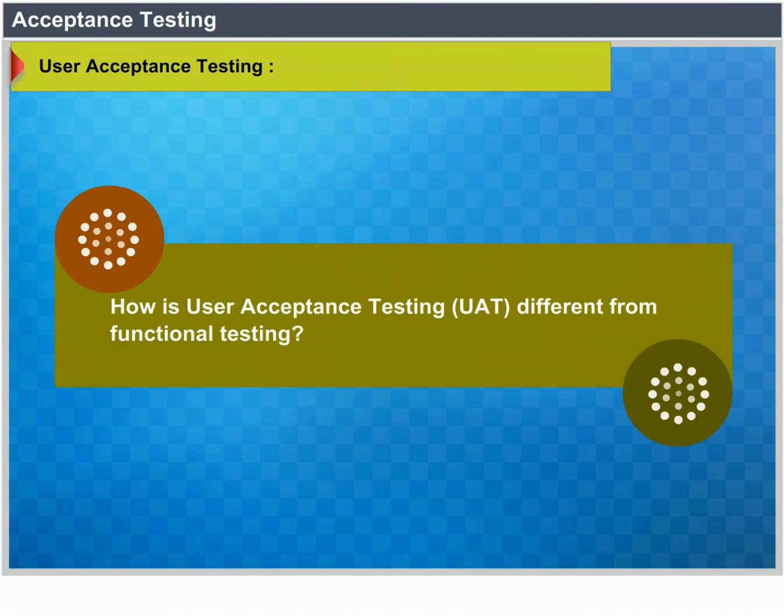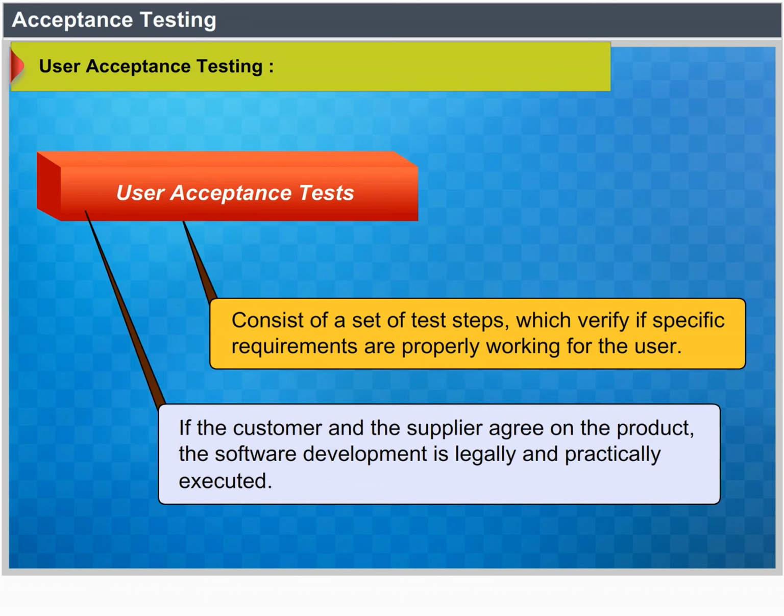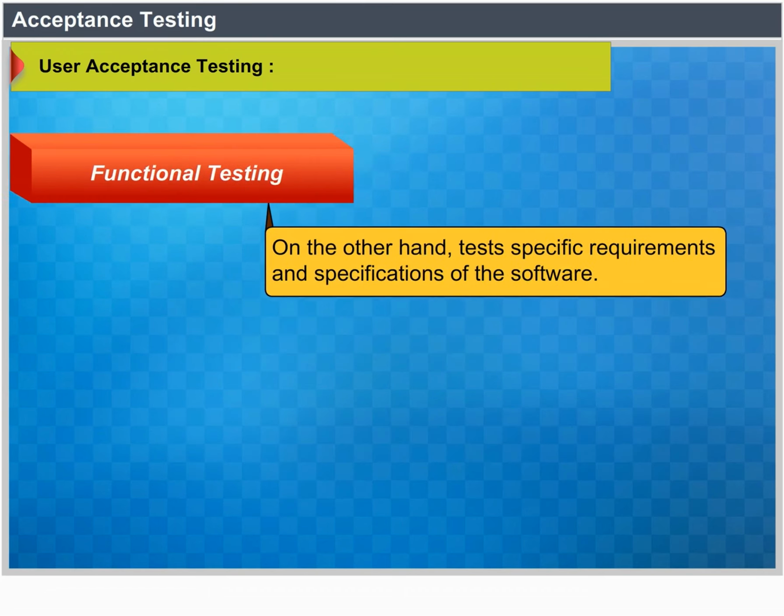How is user acceptance testing (UAT) different from functional testing? User acceptance tests consist of a set of test steps which verify if specific requirements are working for the user. If the customer and the supplier agree on the product, the software development is done, legally and practically.